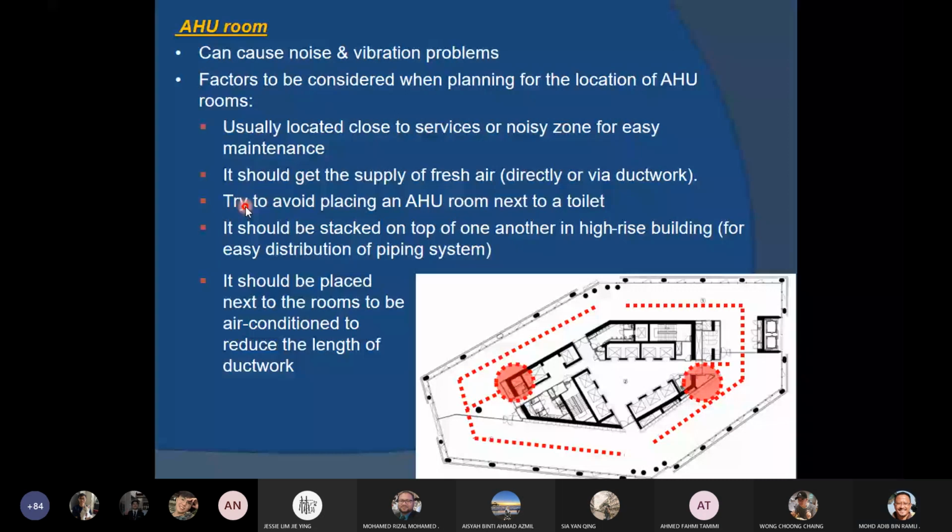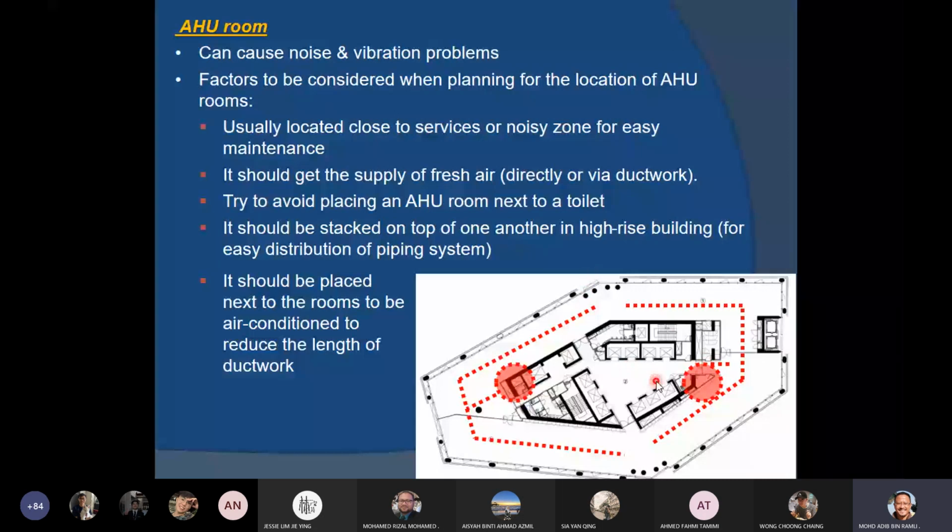So it should be stacked on top of one another in a high-rise building for easy distribution of the piping system, right? For example, this is a floor plan of an office tower. So at this level, you have 2 AHU rooms, okay, and then at the lower level or upper level, you have another 2 AHU rooms at the same place. So basically, at every level, you would have AHU rooms. It should be placed next to the rooms to be air conditioned to reduce the length of ductwork. Okay. The reason why there are 2 AHU rooms in this drawing is basically it serves 2 different zones.